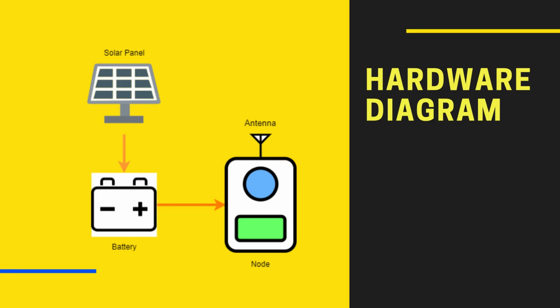So we come to the hardware diagram. I try to simulate the situation of our final IoT Edge. The sensor node will be powered by a solar panel, and the solar panel will usually be attached at the outside of the box or outside of the enclosure. The solar panel will charge the battery inside the box for our sensor node. Then this battery will power all of the hardware inside the board of the sensor node.